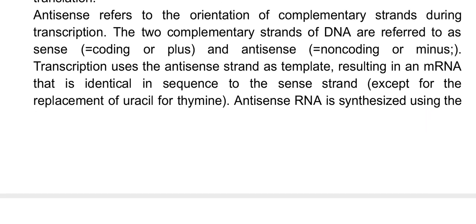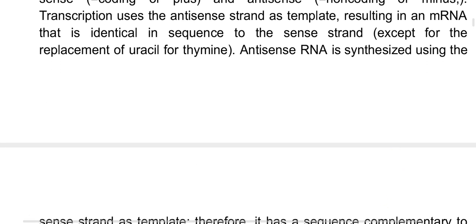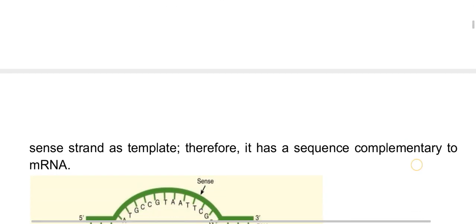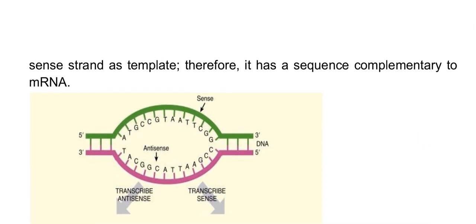Antisense refers to the orientation of complementary strands during transcription. The two complementary strands of DNA are referred to as sense, coding or plus, and antisense, non-coding or minus. Transcription uses the antisense strand as template, resulting in an mRNA that is identical in sequence to the sense strand, except for the replacement of thymine with uracil. Antisense RNA is synthesized using the sense strand as template, therefore it has a sequence complementary to mRNA.